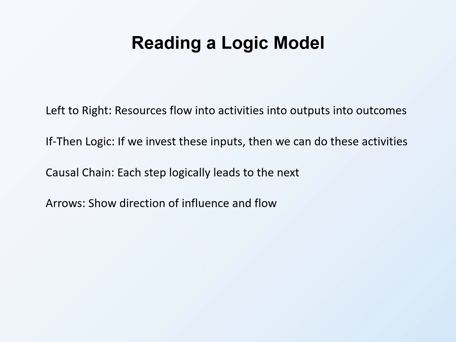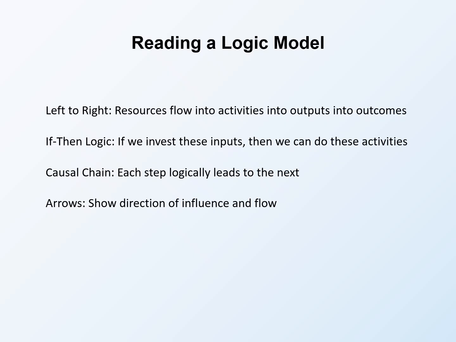Reading a logic model follows a consistent pattern that becomes intuitive with practice. Left to right flow shows resources flowing into activities, activities producing outputs, and outputs contributing to outcomes. This visual flow represents the progression of your program over time from investment to impact. If-then logic connects each component in a clear causal sequence. If we invest these inputs, then we can conduct these activities. If we conduct these activities, then we will produce these outputs. If we achieve these outputs, then these outcomes will result.